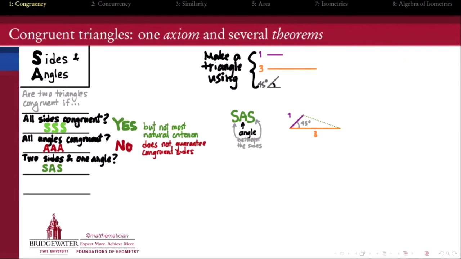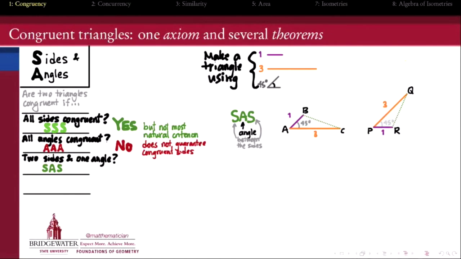But there's only really one other way to do that after I've placed my angle down on the table, and that's to put the longer stick on top of the shorter stick, and then connect the dots once again. So now I have two different triangles that both have the same side angle side sequence. Are these congruent triangles? I'm going to claim that they are.